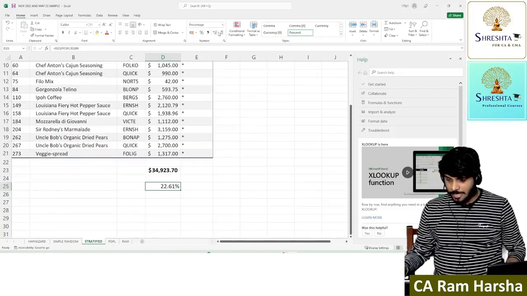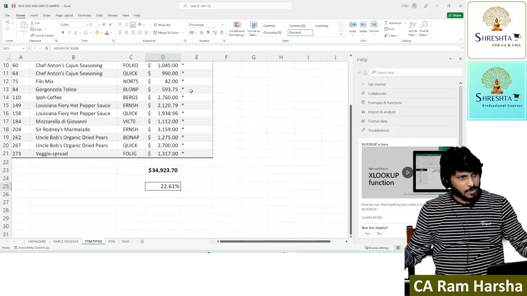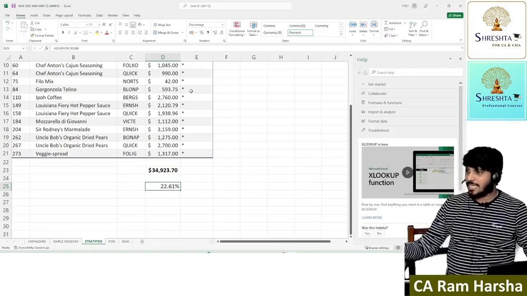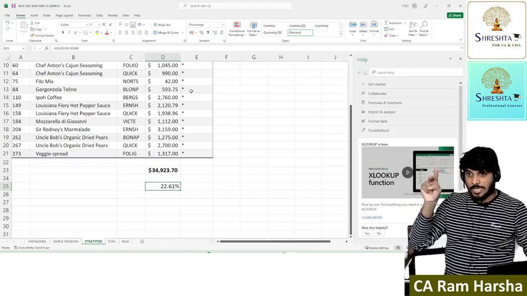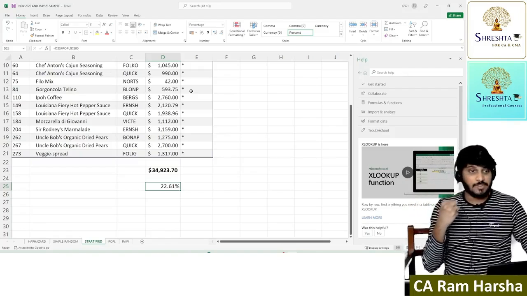23%. You see, here also I have selected 20 samples only. Haphazard, I selected 20 only. Simple random, I selected 20 only. But I am selecting with the same 20, and I am verifying more value. In which method? Stratified sampling.